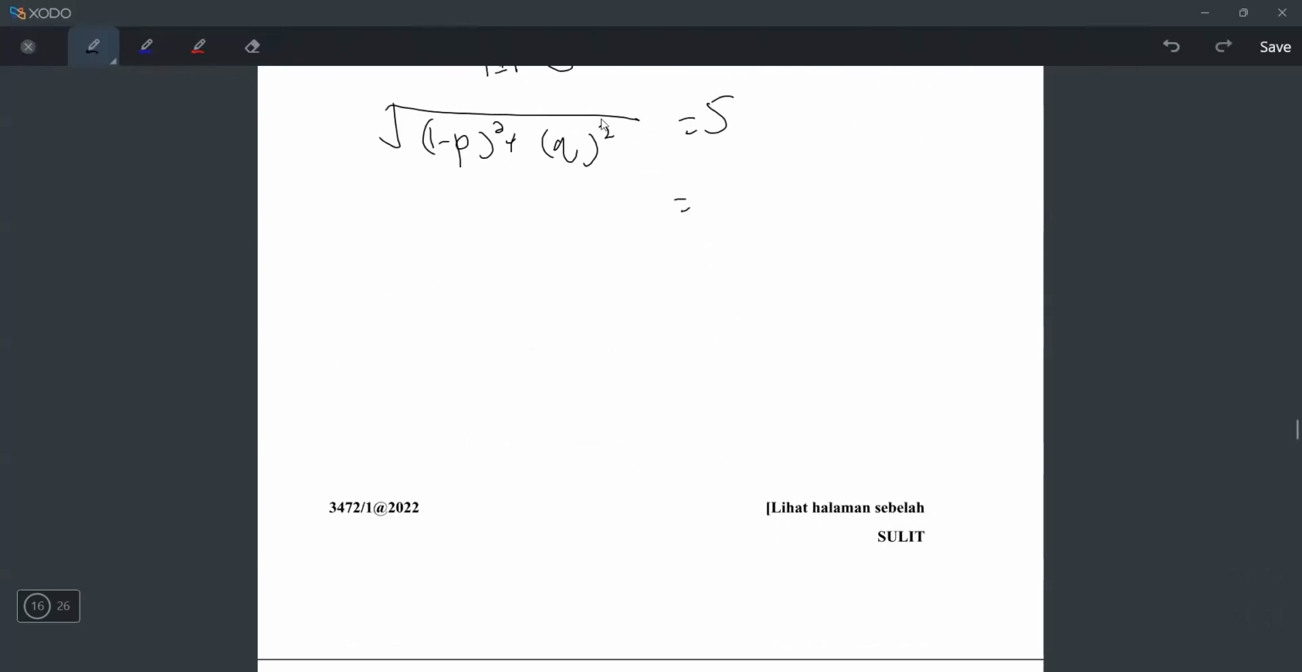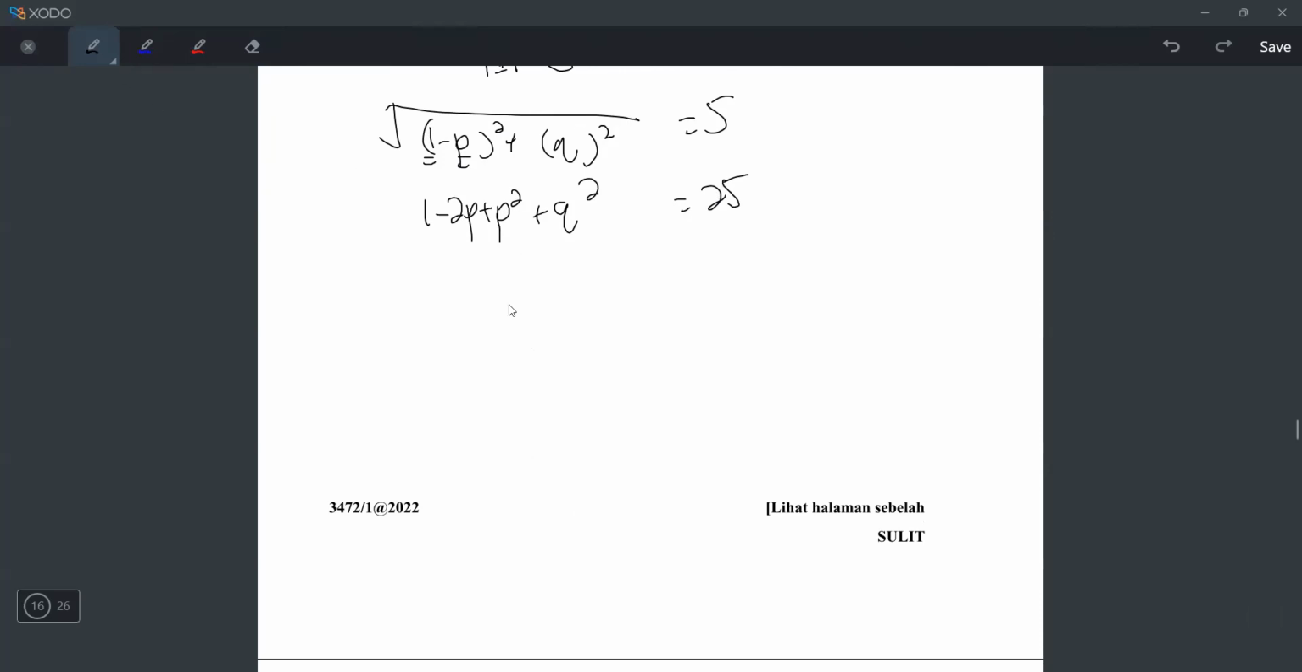So first move the square over, square root becomes square, so 25. This one I think I'll expand it. How to expand the fastest way? First I'll take the front square. So the front square is 1, front times back times 2. So negative p times 2, negative 2p, and then the back square, positive p square, and then plus q square equals to 25.